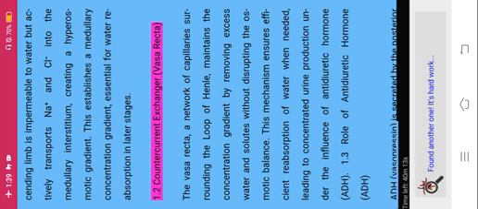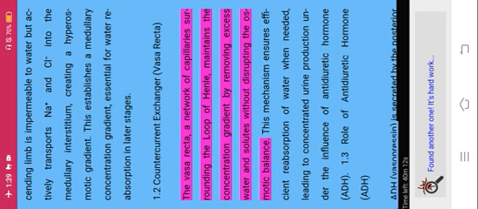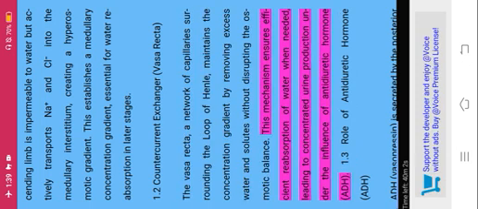1.2 Countercurrent exchanger, vasa recta. The vasa recta, a network of capillaries surrounding the loop of Henle, maintains the concentration gradient by removing excess water and solutes without disrupting the osmotic balance. This mechanism ensures efficient reabsorption of water when needed, leading to concentrated urine production under the influence of antidiuretic hormone, ADH.